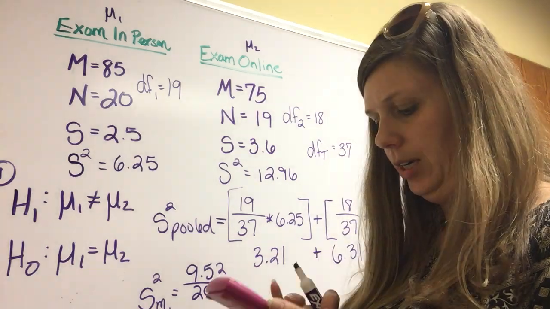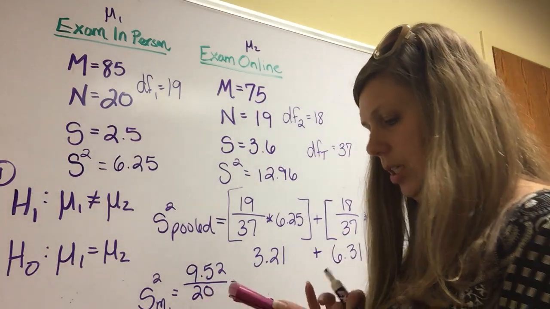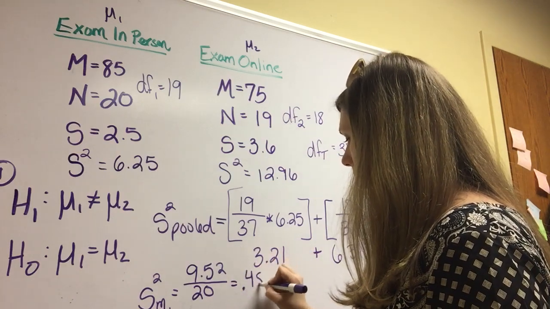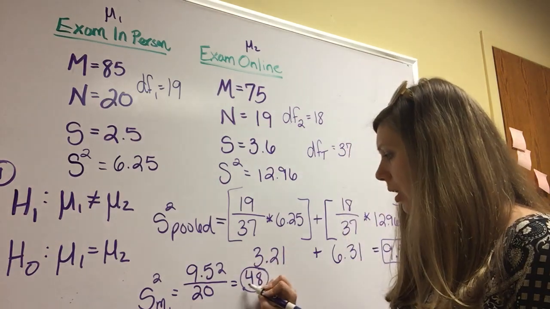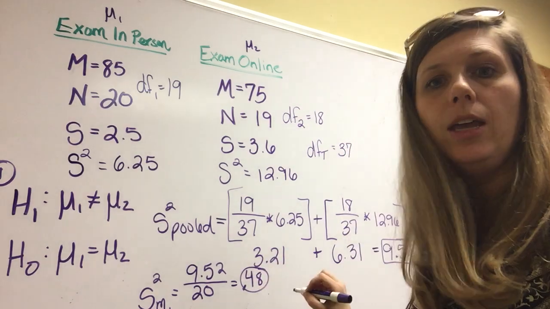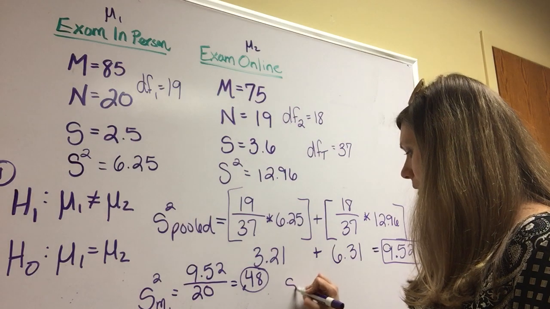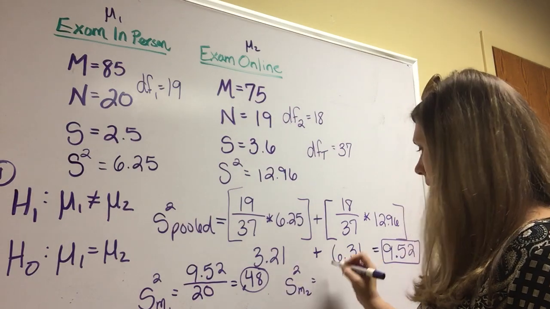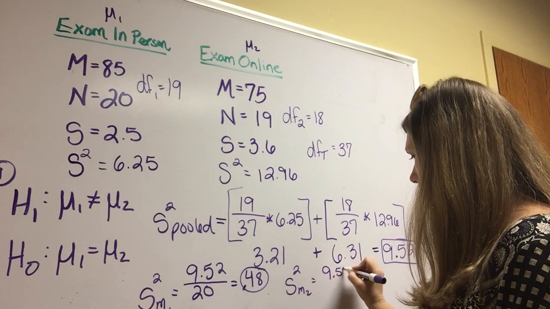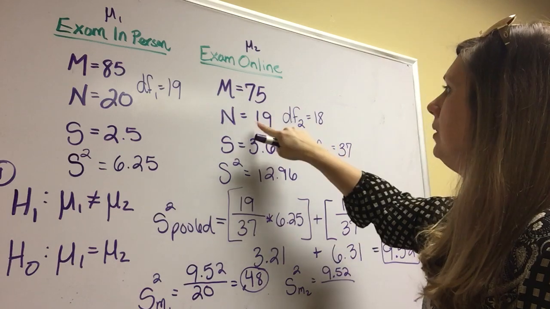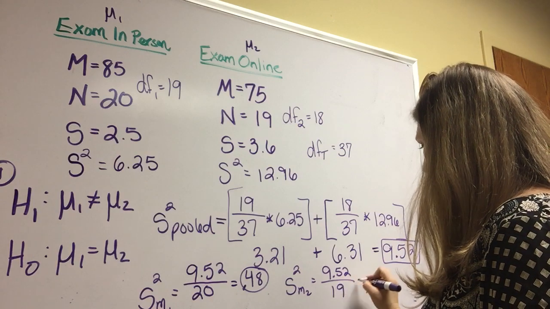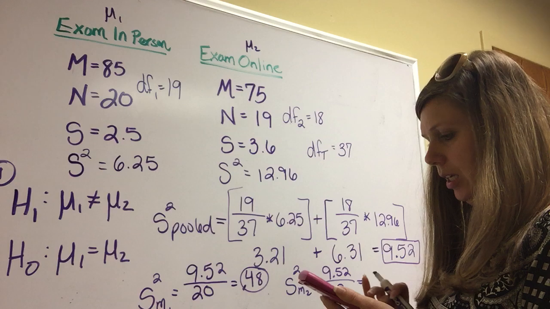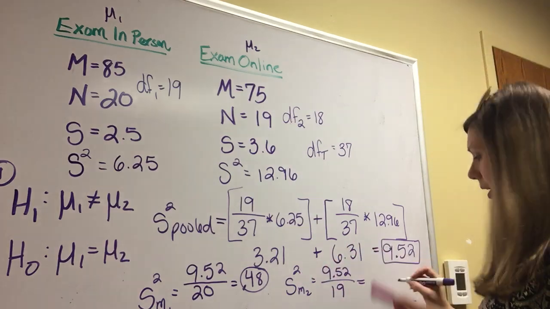All right, so 9.52 divided by 20 equals 0.48. So 0.48, I'm going to put a little circle around that because it's running together. Okay, and then I need to do the S squared M for my second group, which is 9.52 divided by the N for my second group, which is 19. So 9.52 divided by 19 equals 0.50.